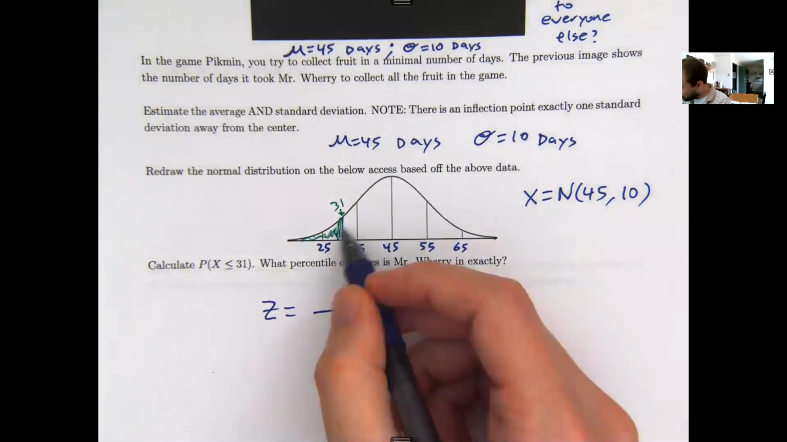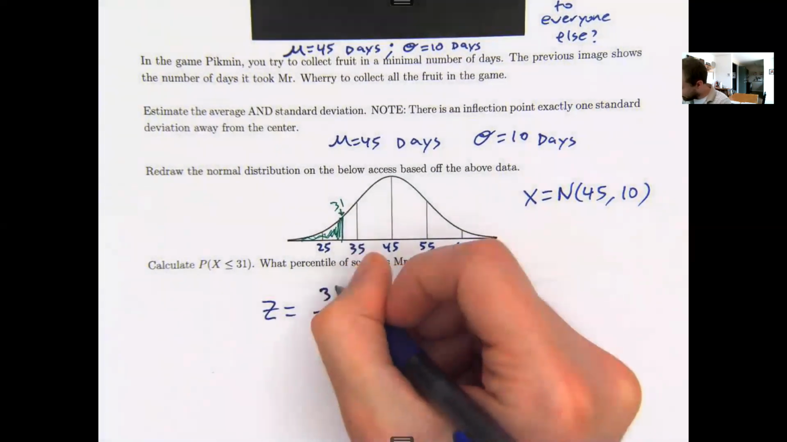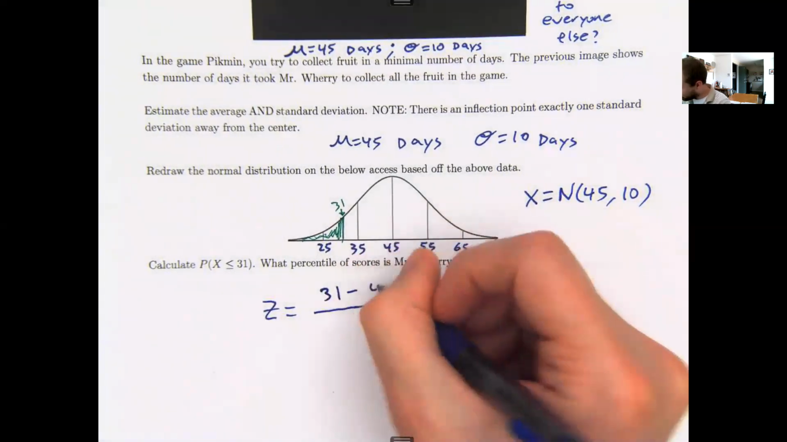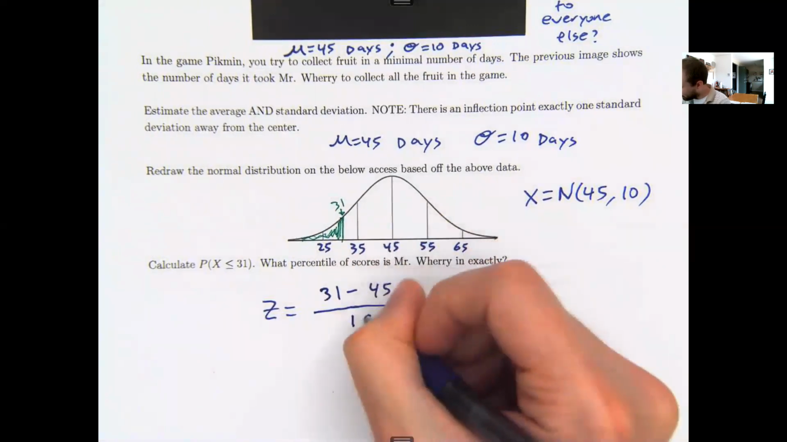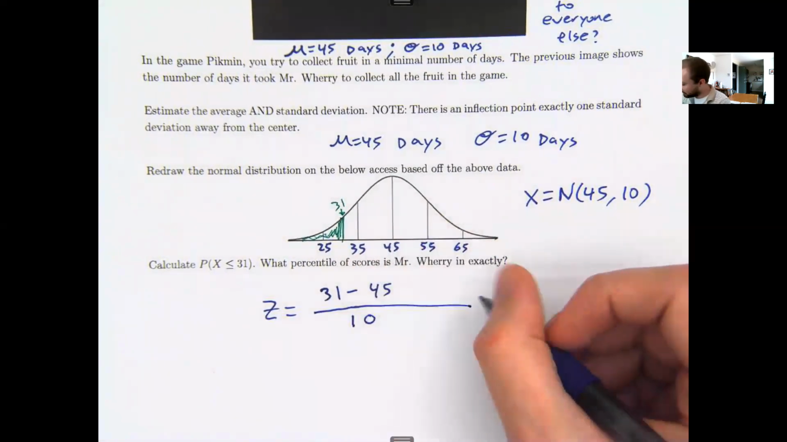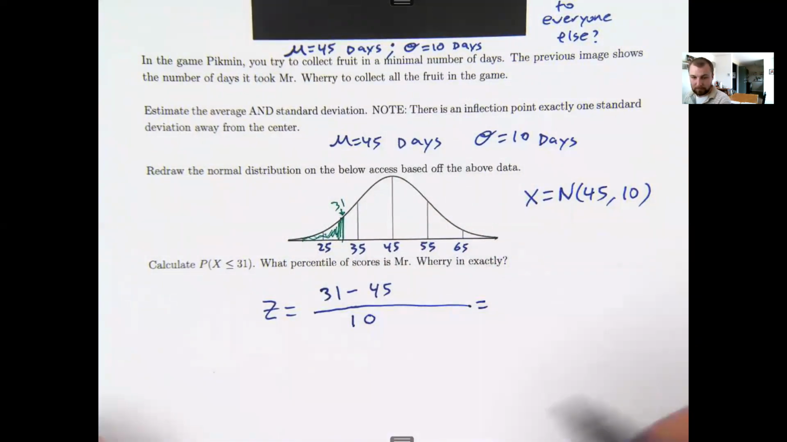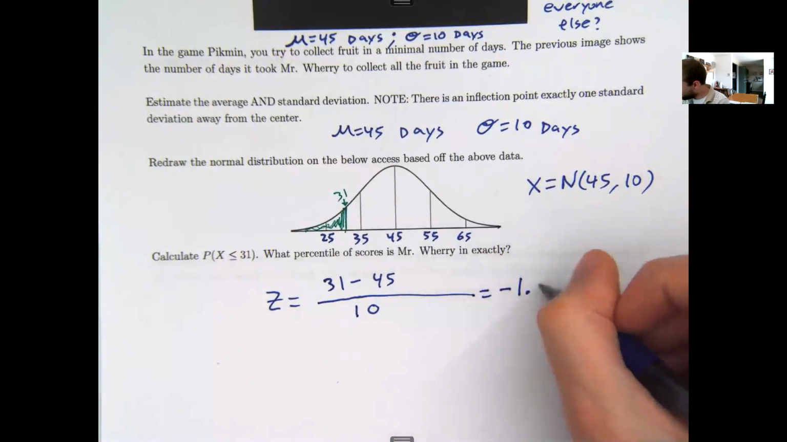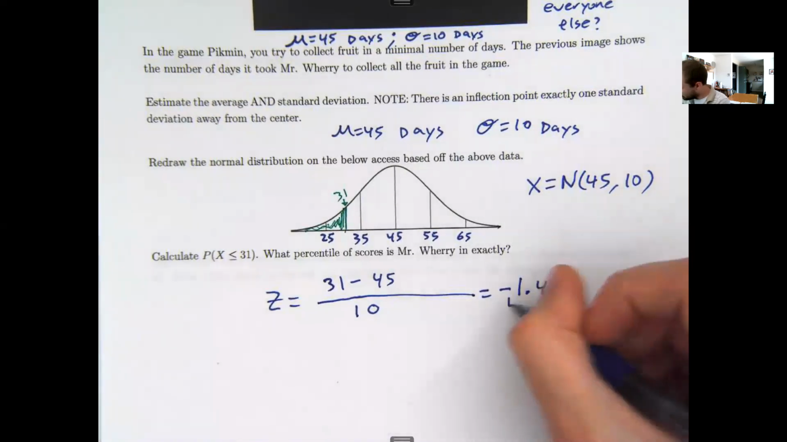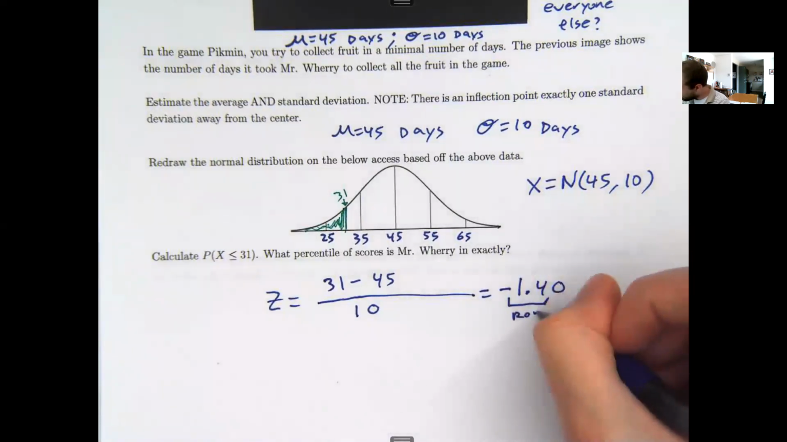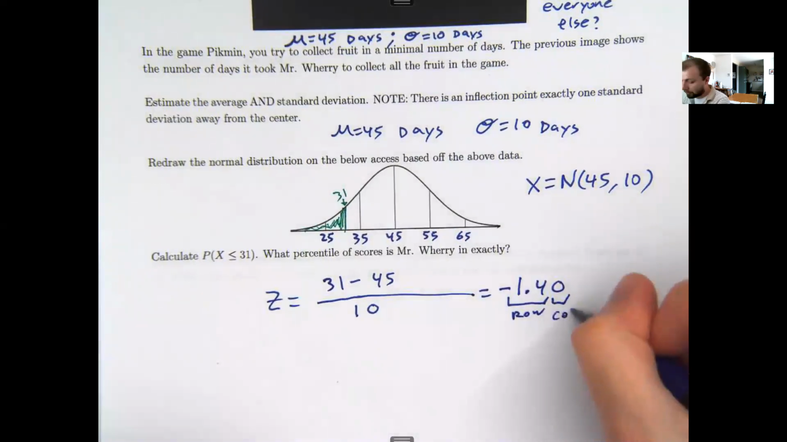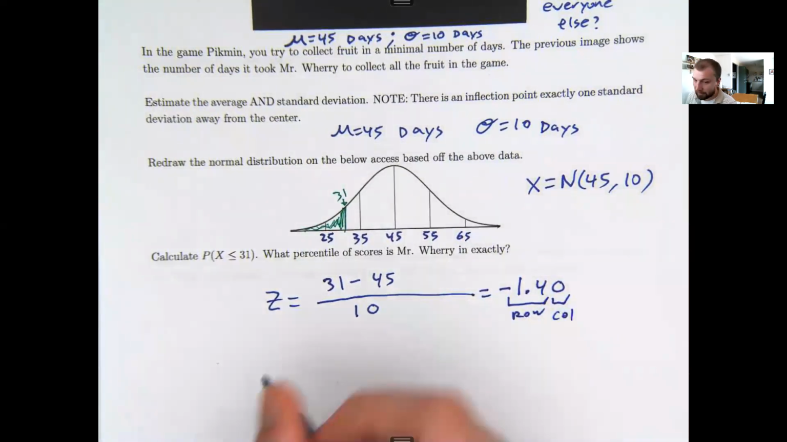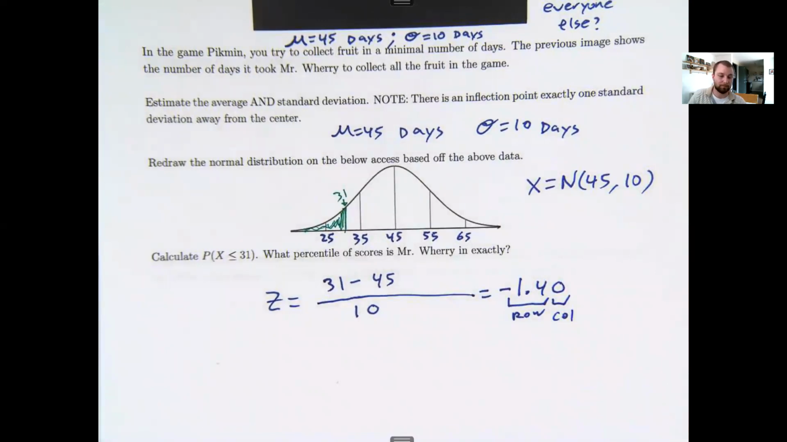I'm going to take the value that I care about, 31. I'm going to subtract the center, 45. And I'm going to divide by the number that I'm counting by. My standard deviation is 10. When I type this into my calculator, I get negative 1.40. This is in the negative 1.4 row, and this is in the 0 column. I'm going to look this up inside of my table.